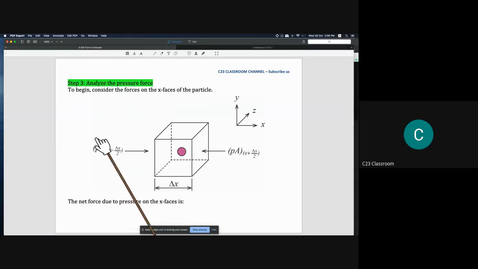And in our textbook, they give you x minus delta x over 2 because this is the location of this surface. So we assume that the coordinate for this location is x. So the location of this surface is x minus delta x over 2. And this is x plus delta x over 2, because the gap here is delta x over 2.